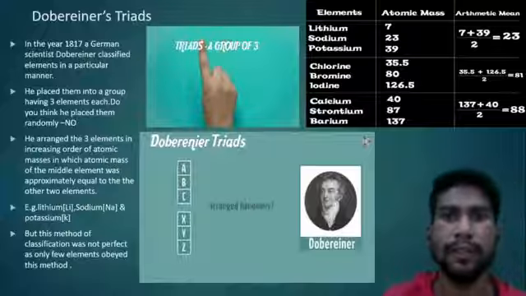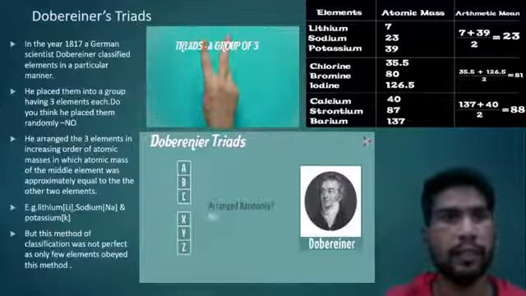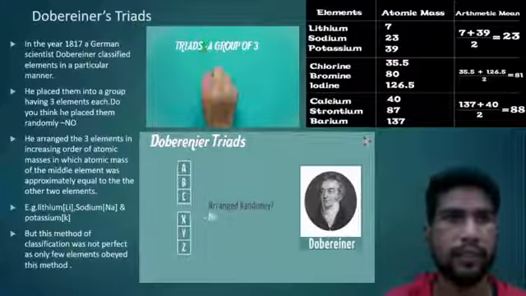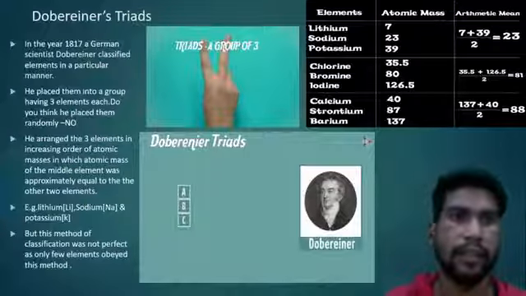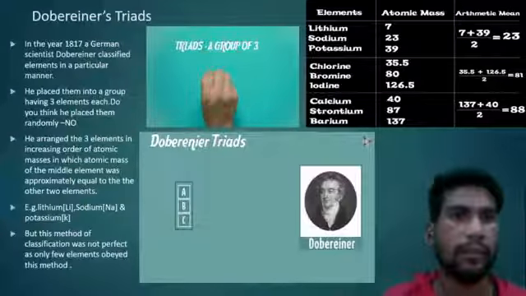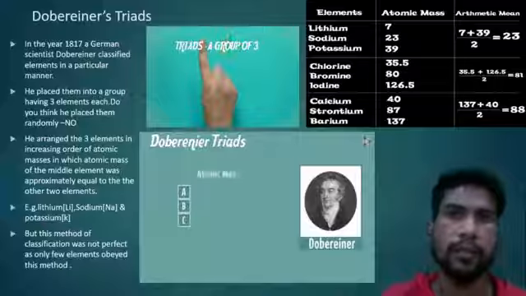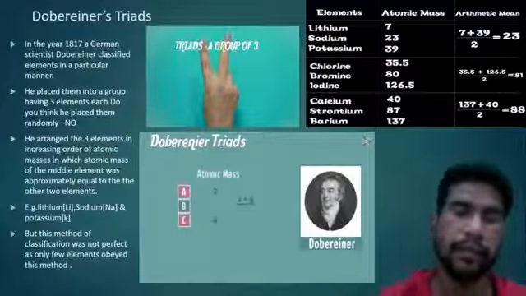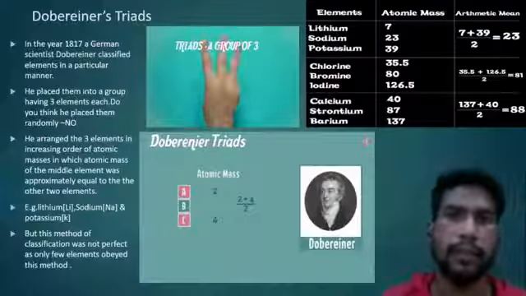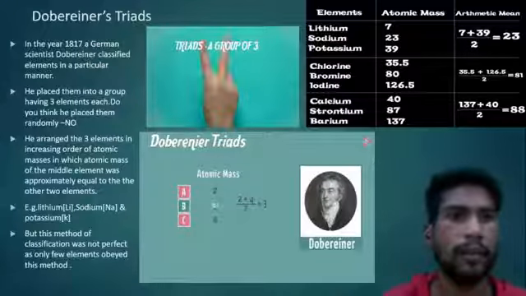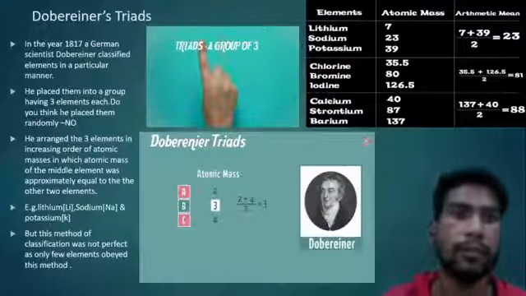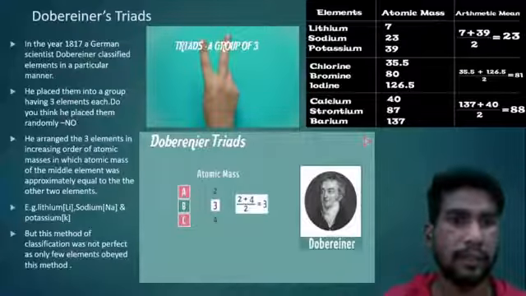So the first scientist was Dobereiner. His attempt is known as Dobereiner's triads. In the year 1817, a German scientist, Dobereiner, classified elements in a particular manner. So he was a German scientist. In the year 1817, he classified elements in a particular manner. He placed them in groups of 3 elements each.